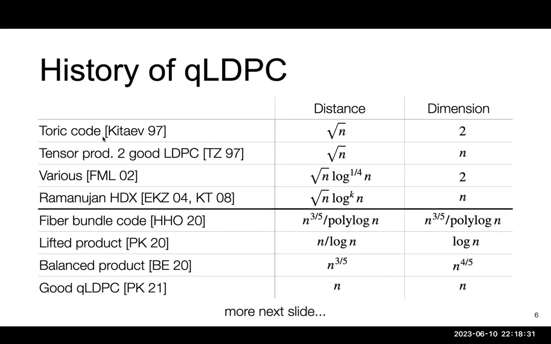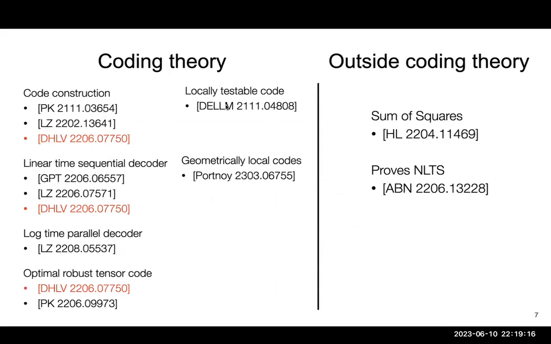The first quantum LDPC example is the toric code, which has square root distance. Recall n is the number of qubits. So it has square root distance and dimension 2. Soon after, this dimension was improved to linear in n, which is the optimal possible, but the distance was only improved by at most a polylog factor. It was not until the fiber bundle code in 2020 that the square root barrier was broken. Soon after, more works followed. And in 2021, Panteleev and Kalachev resolved the good quantum LDPC question. After that, many more papers followed.